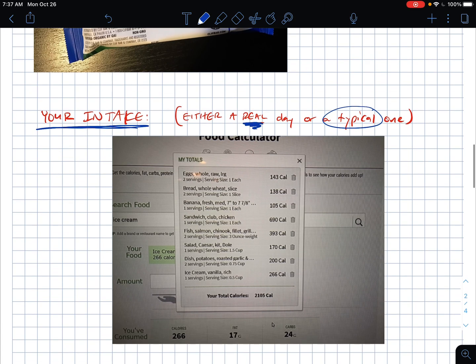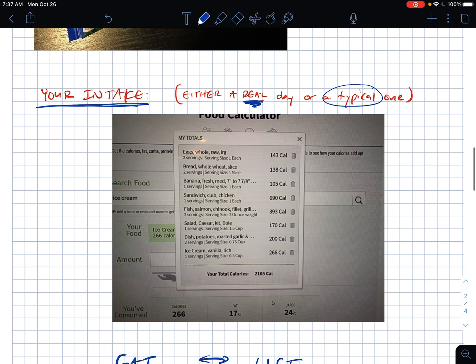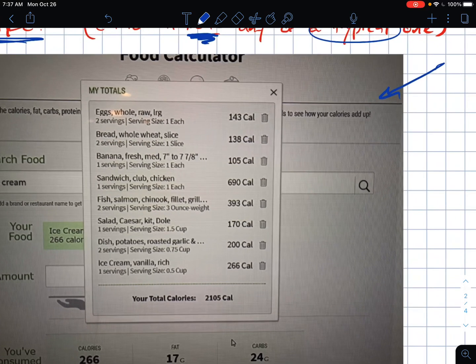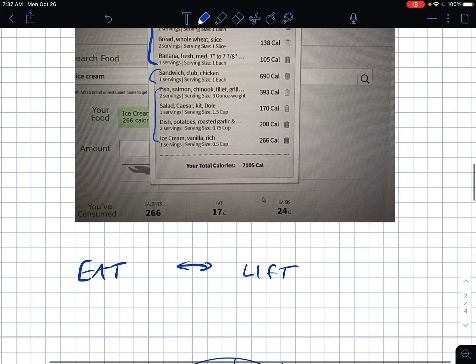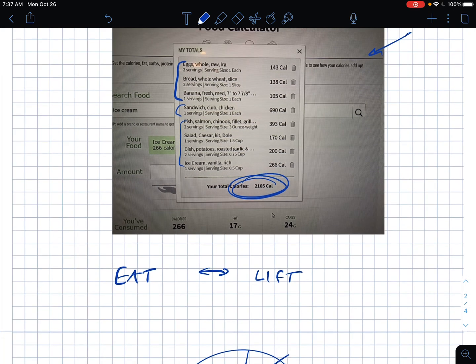There's dozens of calorie counting websites out there. I linked you guys to this one right here on the actual assignment itself. This would be a pretty typical day for me though. Breakfast, 2 eggs, 2 pieces of toast and a banana. Lunch, I just have a chicken sandwich, and then salmon, salad, potatoes and ice cream for dinner. It'll come through and tell me that in that day, I wound up eating about 2,100 calories worth of food.